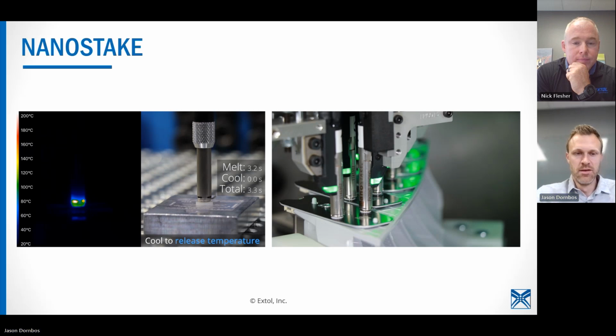So that's another kind of interesting thing to note. nanoSTAKE stays at ambient temperature whenever it's not in use, which is different than a hot punch would be or other types of technologies. The one on the right is a more automated system.